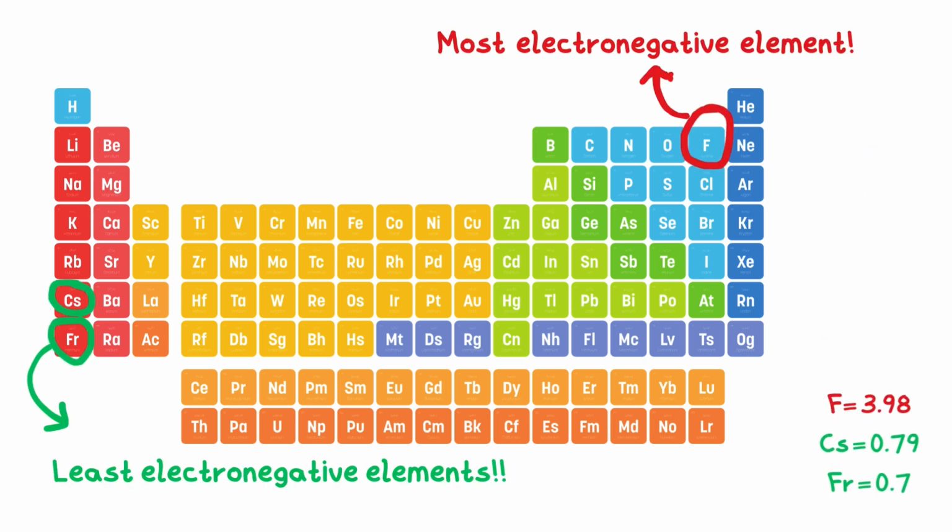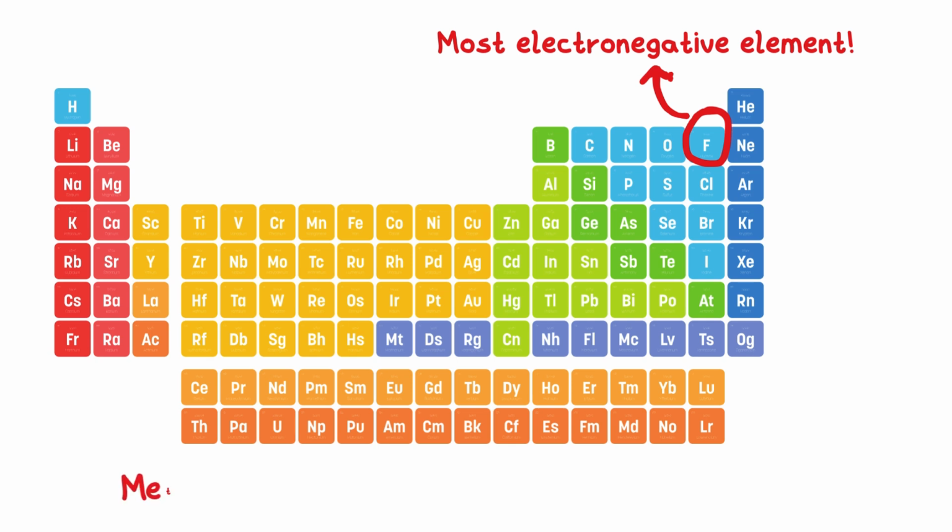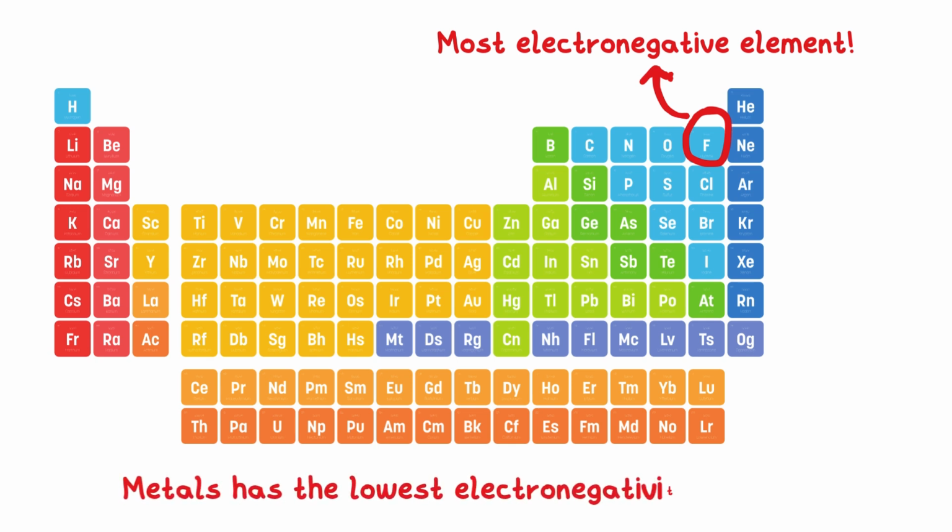Now, if you look at the periodic table, fluorine is the most electronegative element, and the least electronegative elements are cesium and francium. Also, generally metals have a low electronegativity value, so they have more tendency to give away their electrons.